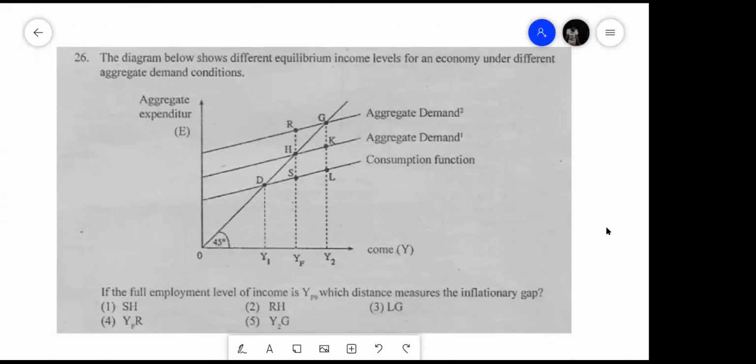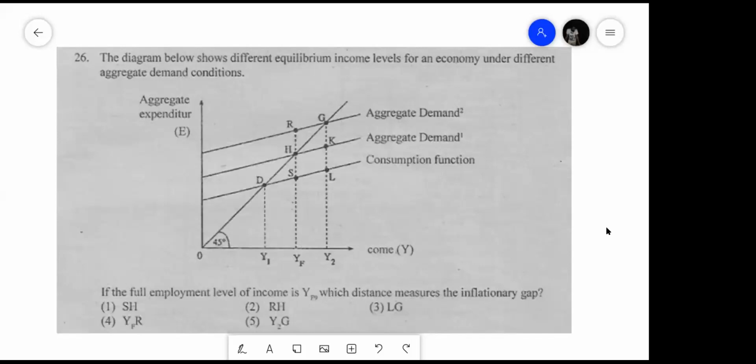Okay, the diagram below shows equilibrium income levels for an economy under different aggregate demand conditions: the consumption function, aggregate demand 1, aggregate demand 2. If the full employment level of income is YF, which distance measures the inflationary gap? Which one? Inflationary gap.